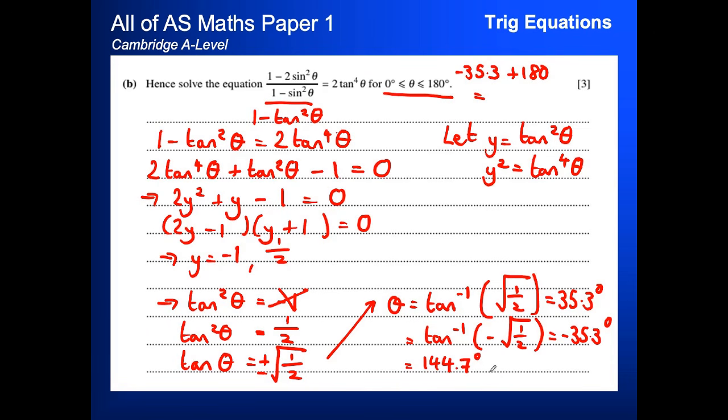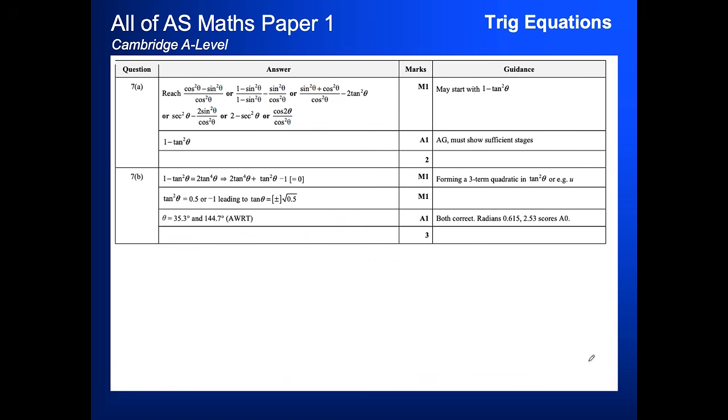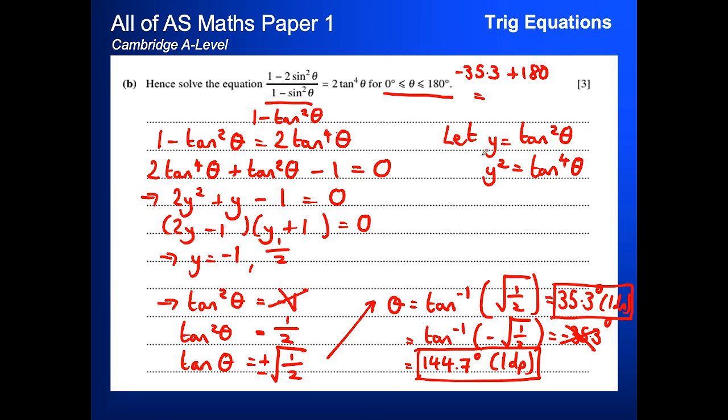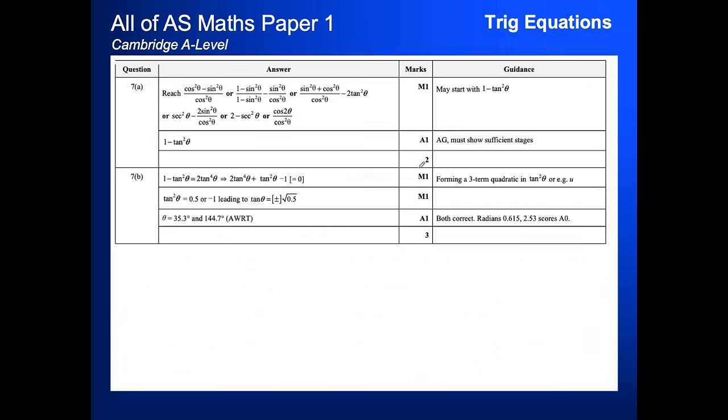So just to make it very clear to the examiner, I'm going to put this in the box. So 35.3 is correct, and 144.7, like so. So again, you could have done this in radians as well. That's absolutely fine. But since this is in degrees, because notice the domain here is in degrees, that's why I've worked in degrees for this question. If you want to check the mark scheme, then have a look through here as well. And hopefully this gives you a good fundamental understanding of how to manipulate trig equations.